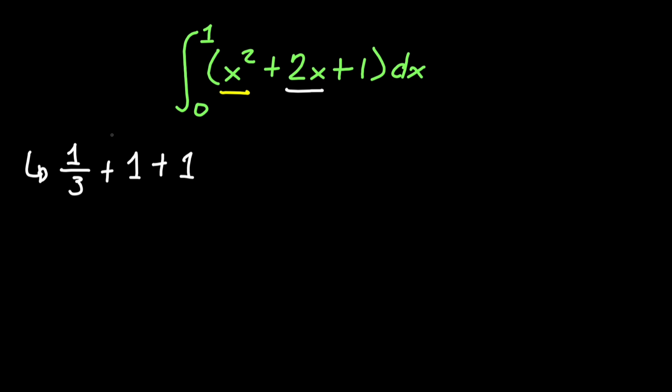So since we don't have a common denominator, we must put that. So this would be 3, 3, and so this would be also 3. And so 3 plus 3 plus 1 would be equal to 7 over 3. And so that is your final answer.